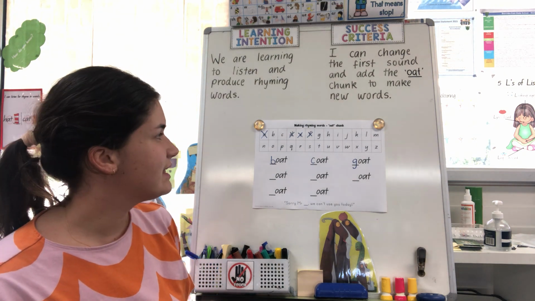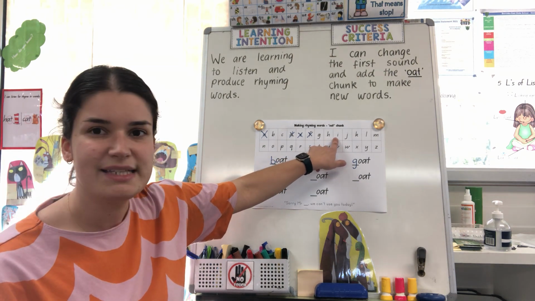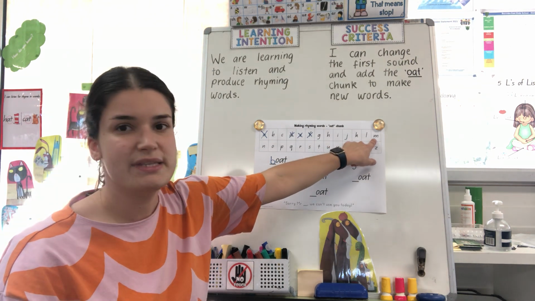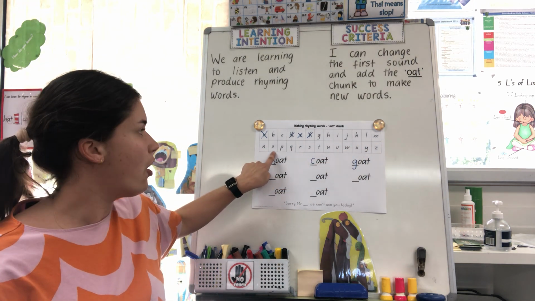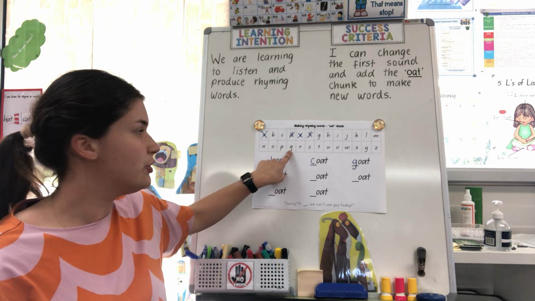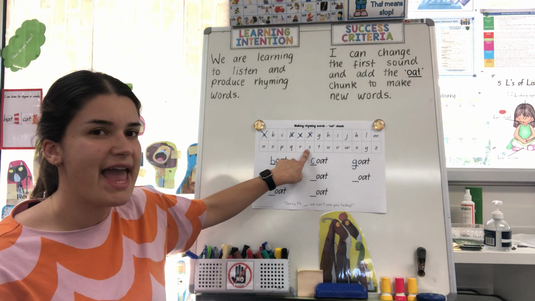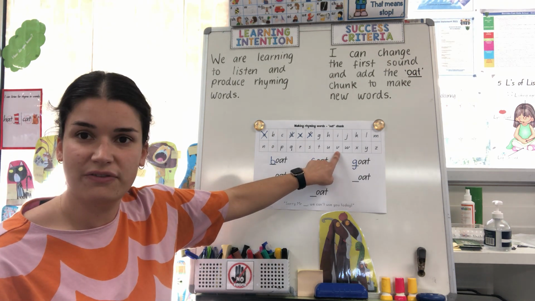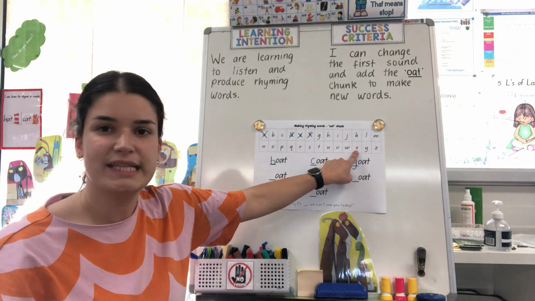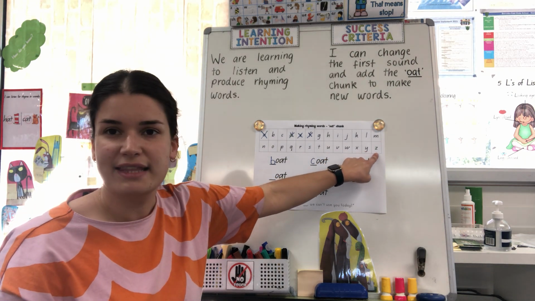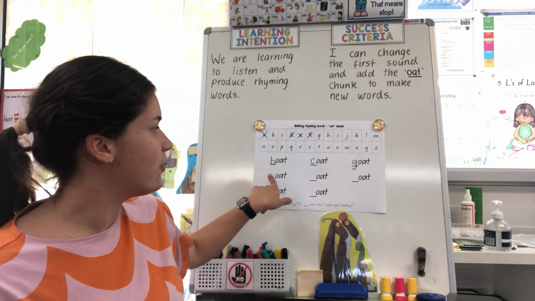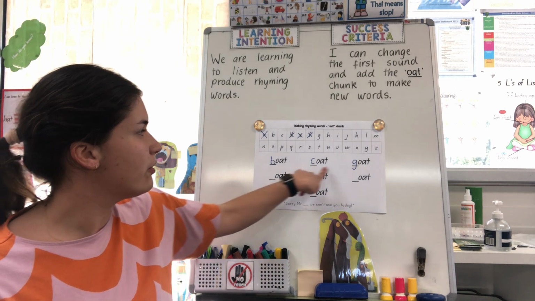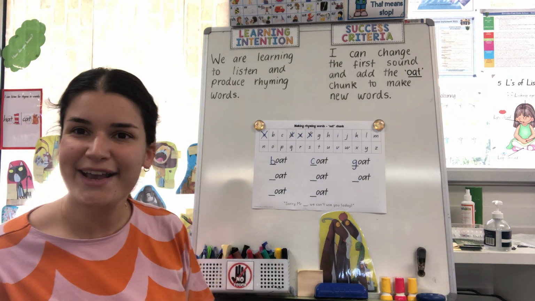Let's go through the rest of the sounds together. H says H, I says I, J says J, K says K, L says L, M says M, N says N, O says O, P says P, Q says qu, R says r, S says s, T says t, U says u, V says v, W says w, X says x, Y says y, and Z says z. Can you try putting all of those sounds in front of the chunk oat and see if you can make any real rhyming words to go with all the rhyming words we already have that rhyme with goat and coat from our story?